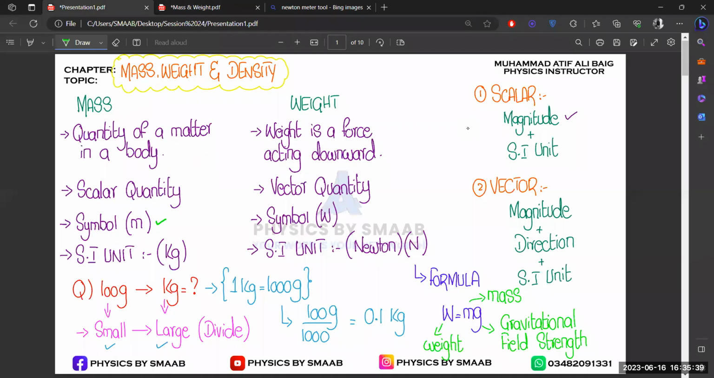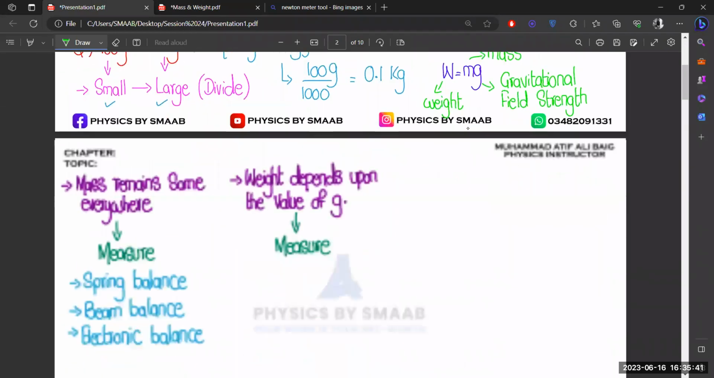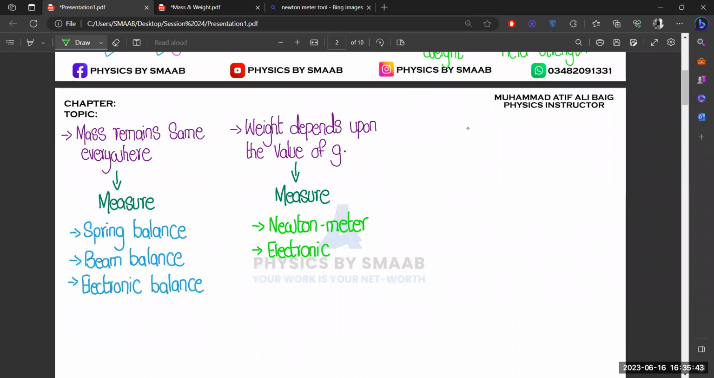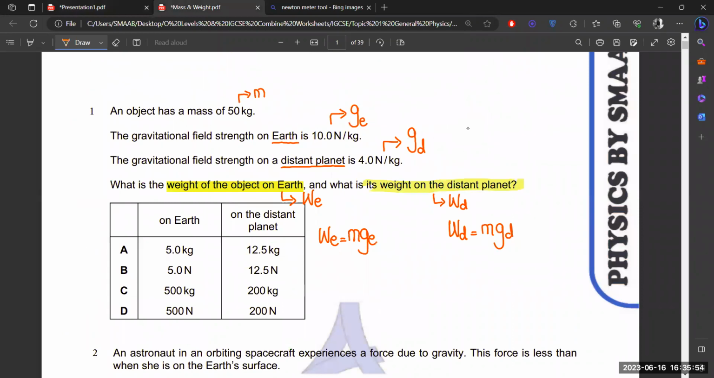If you remember, there is mass mentioned there. And we know that the mass remains same everywhere, right? So always remember these two points: mass remains same everywhere, weight depends upon g. This is a very important concept. So now we just need to solve the calculation.